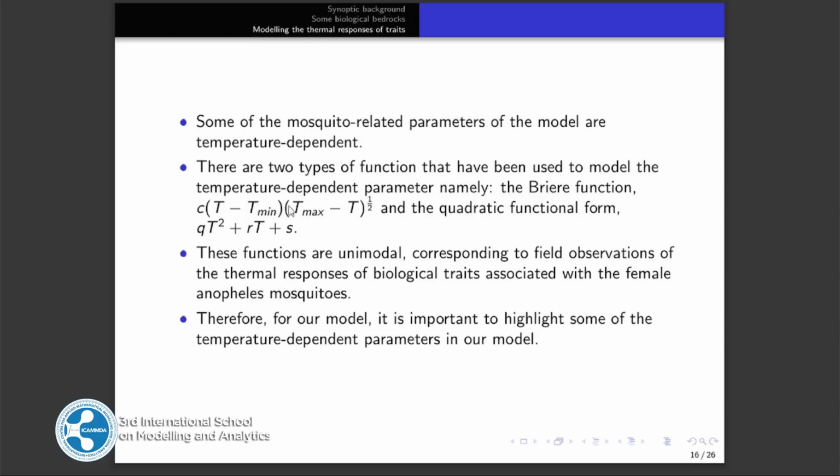The second one also used to model the temperature-dependent parameters is the quadratic functional form, which is this. We all know quadratic, right? And these two functions are unimodal. What do I mean by unimodal? As I've said earlier, they look like this. The reason is that they model the thermal response of biological traits. These functions are unimodal, corresponding to field observations of the thermal responses of biological traits associated with the female Anopheles mosquitoes.